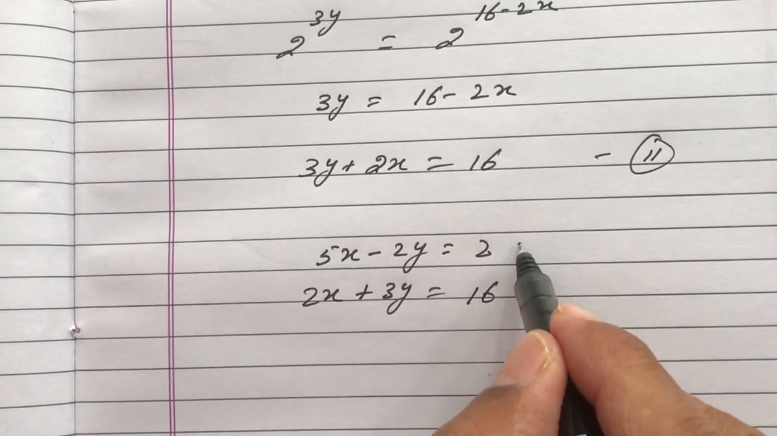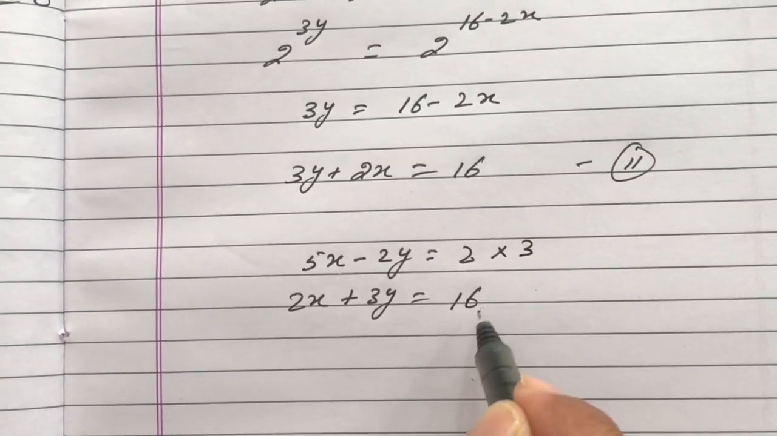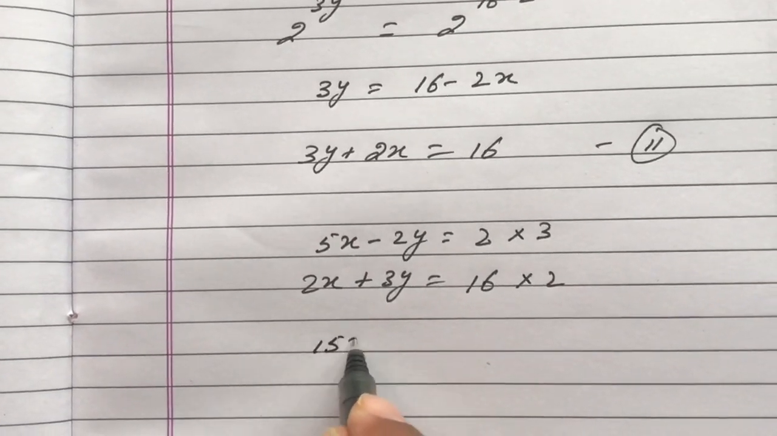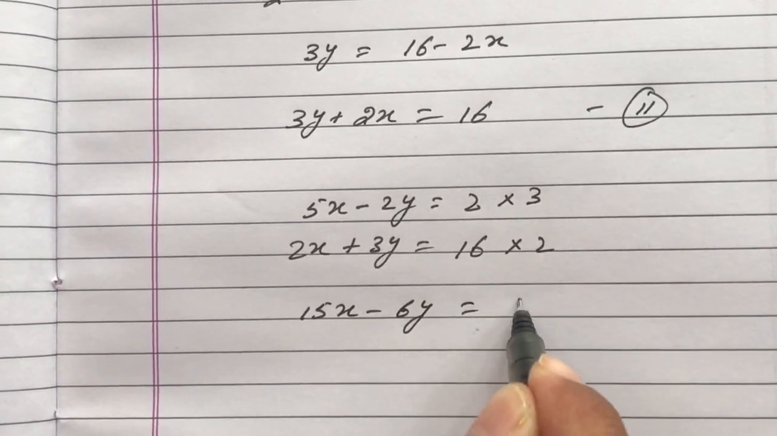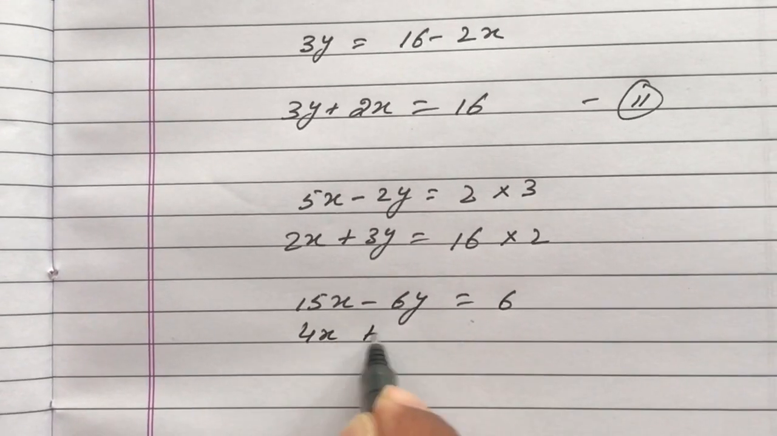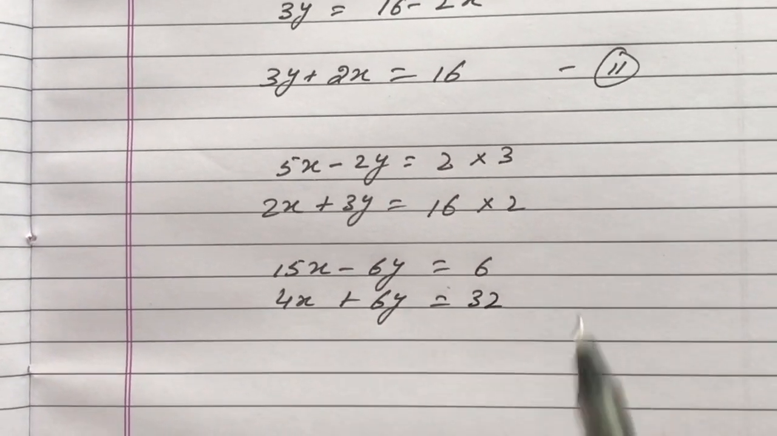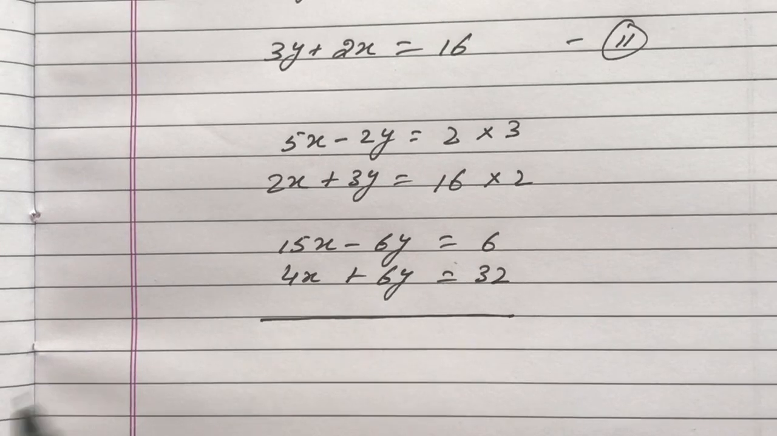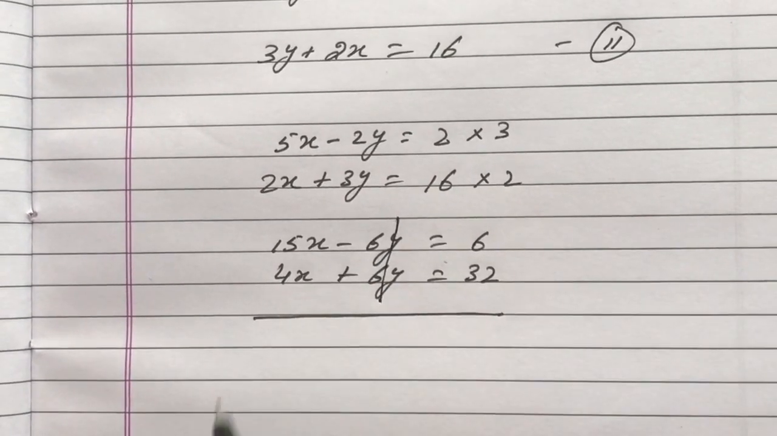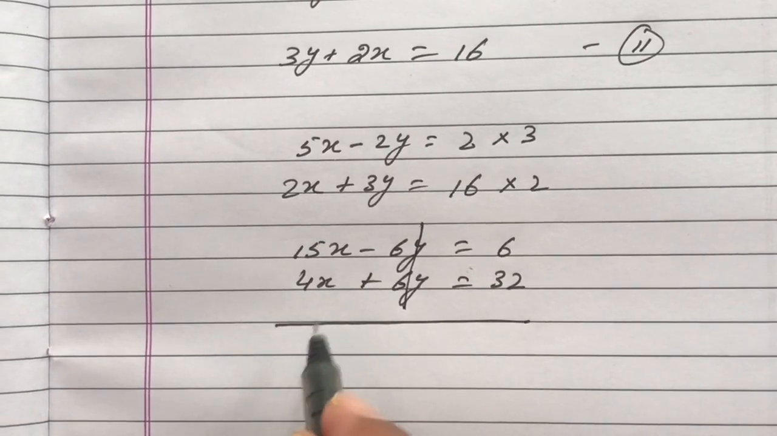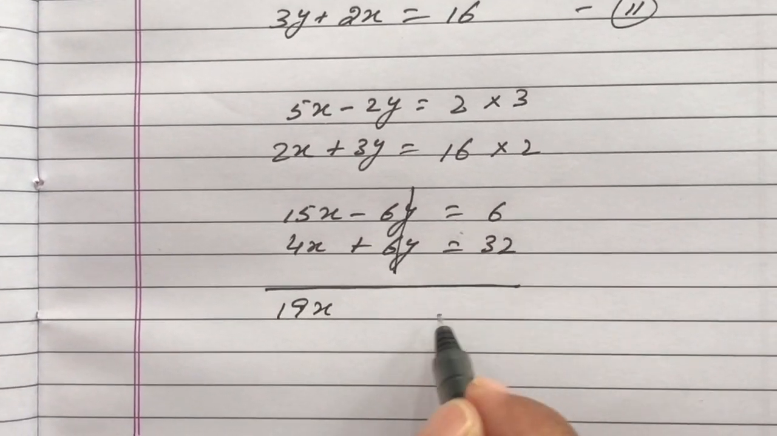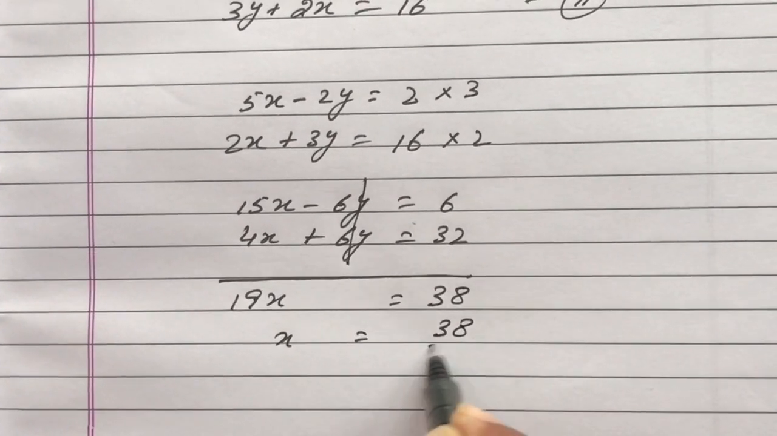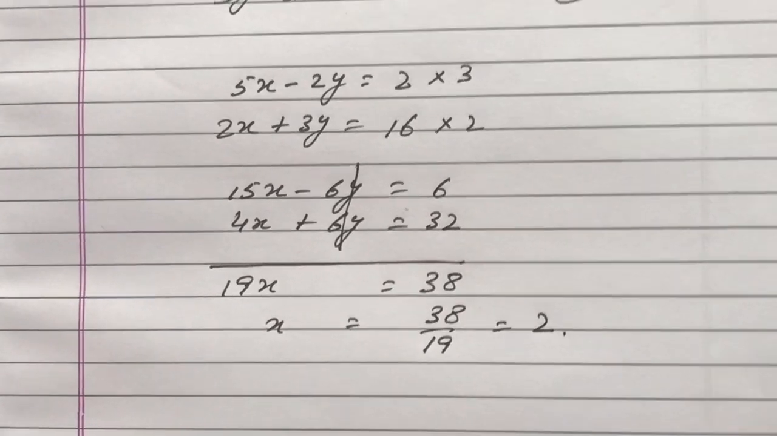Then I multiply this with 3, this with 2, solve it simultaneously. It becomes 3 fives are 15x minus 6y, 2 twos are 4x plus 6y, equals 32. So signs of y are already opposite, no need to change the signs. So I cancel them out, add them. 15x plus 4x, 19x. 32 plus 6, 38. x is 38 by 19, equal to 2.